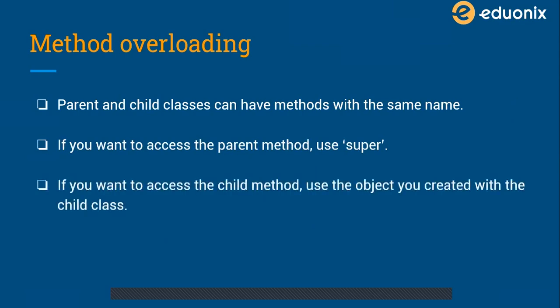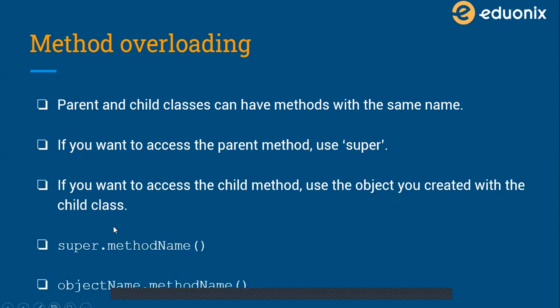And if you want to access the child method, you can just use the object that you created the class with, just like you would normally do, like this. The super dot method name would access the same method inside of your parent. Now, this would only work inside of your function. The object name dot method name would by default access the child method. But inside of your child class, if you want to access the parent method, you can use this.